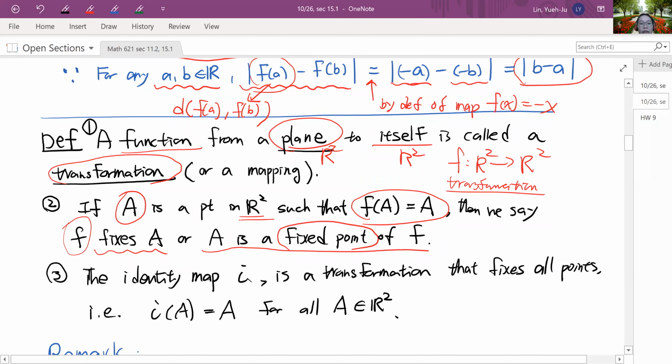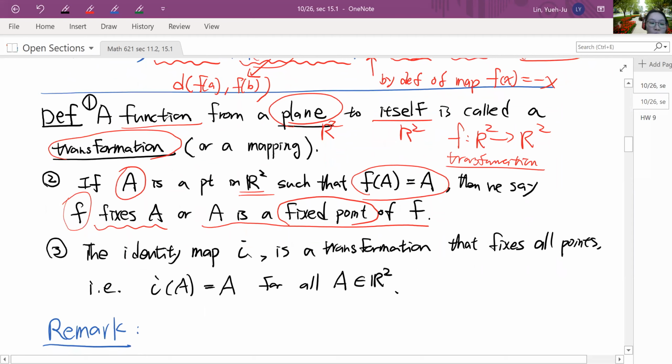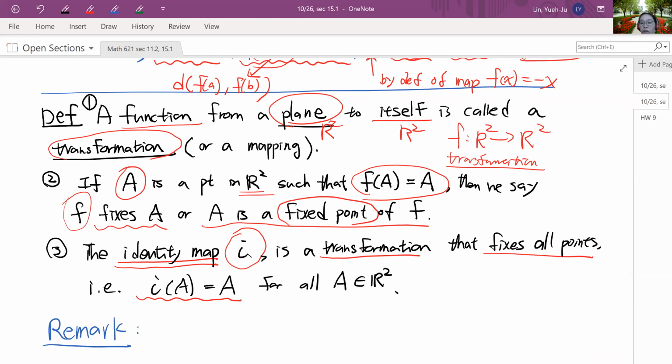Also, we can define what we call the identity map. For the identity map, we use a special small I or script I. The identity map is a transformation that fixes all the points, meaning if you plug in any point, it will come out as itself, for any possible point. So in other words, essentially, maybe this makes you feel better.